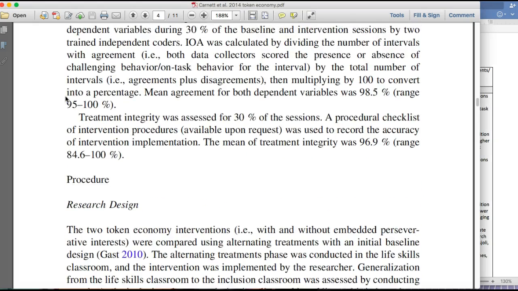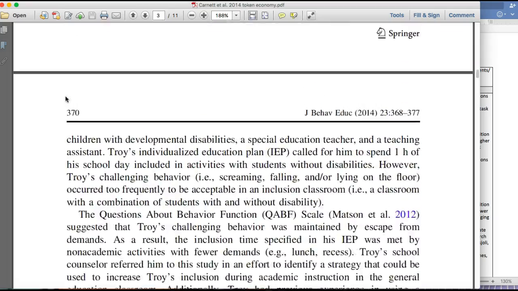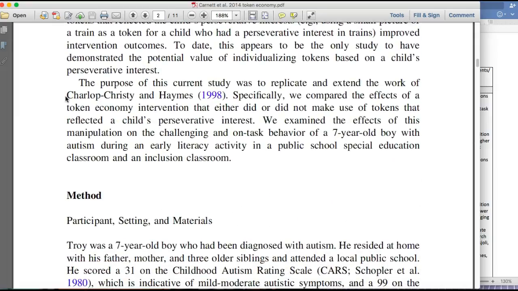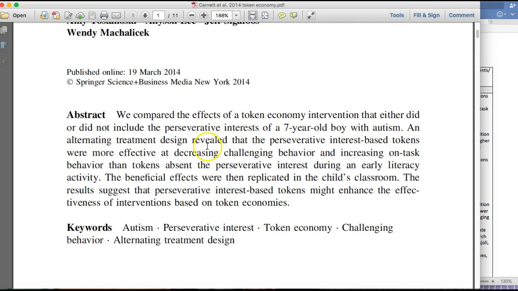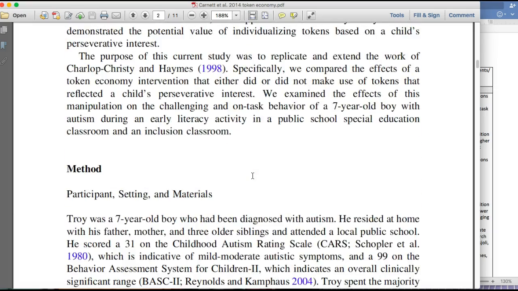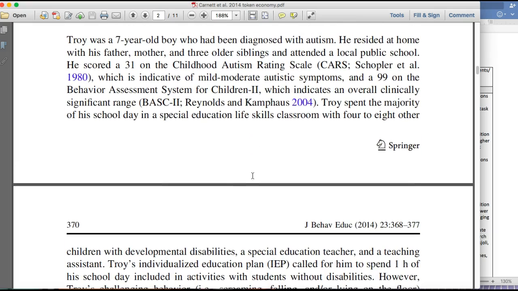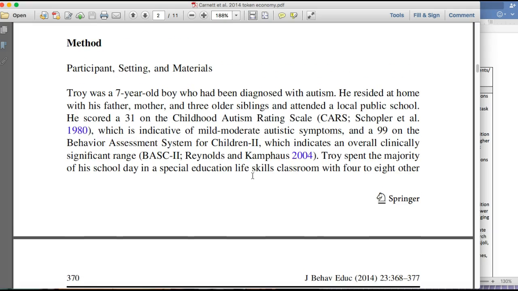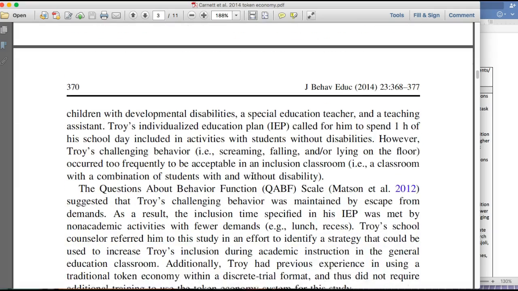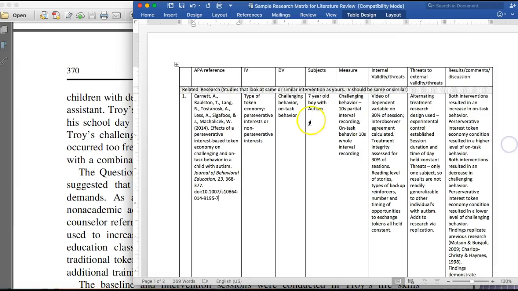The subject you can get from, again, the method section when they talk about the participant. Oftentimes, although not always, it's also up here in the abstract. It's kind of a quick place to get it. So I usually start at the abstract and then confirm down in the method section to make sure that the participant is there. Sometimes you'll want to provide a little more information than that, sometimes not. This is a single case design with only one student, so it's pretty straightforward.